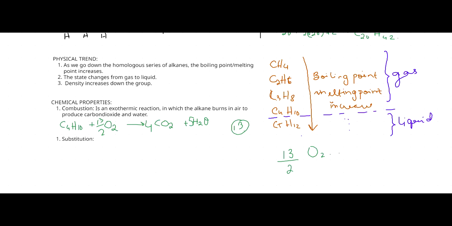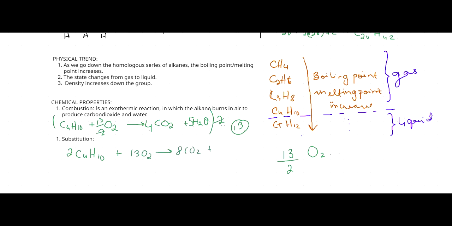How will you remove the 2 in the denominator? Multiply the whole equation by 2. So what do you get? You get 2C4H10 plus 13O2 gives me 8CO2 plus 10H2O, since 2 and 2 will cancel out, 4 twos are 8, and 5 twos are 10.